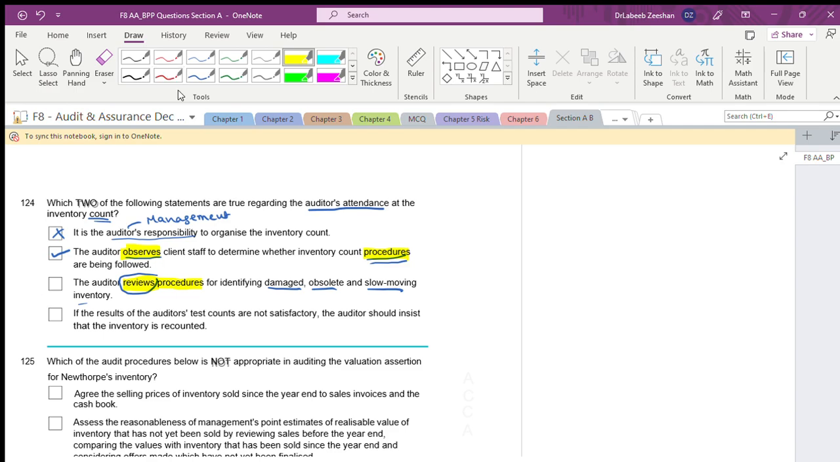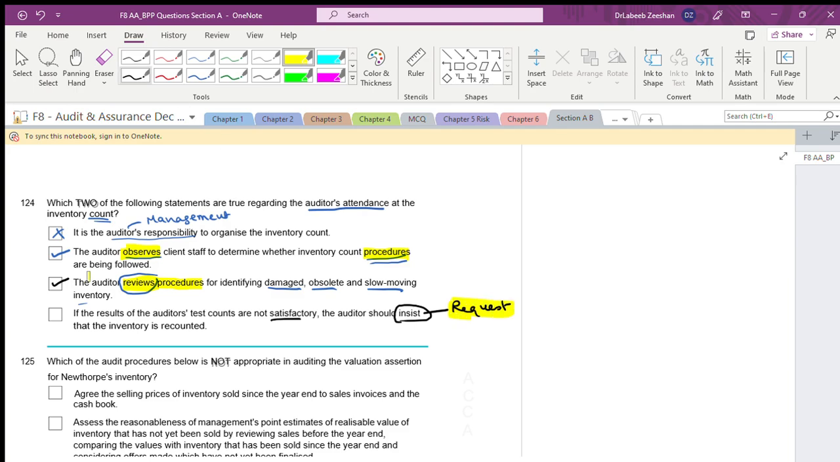Now, even if the answer is right, you have to go to the last one. If the results of the auditor's test counts are not satisfactory, the auditor should insist. The auditor cannot insist. The auditor can only request. And most importantly, if the auditor has made the request and the request is not considered, then the auditor can write in his report whatever he thinks appropriate. But auditors cannot insist. The auditor can only request.